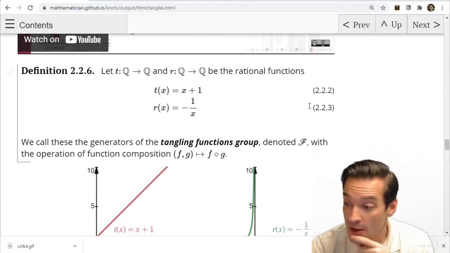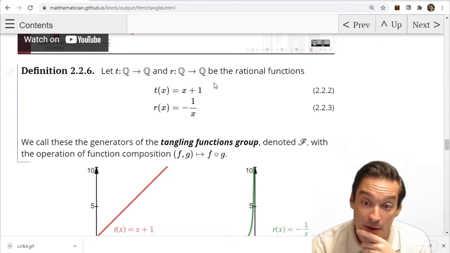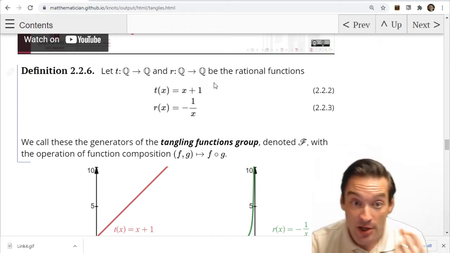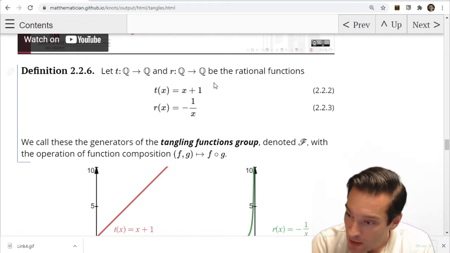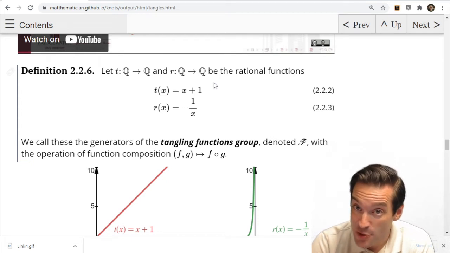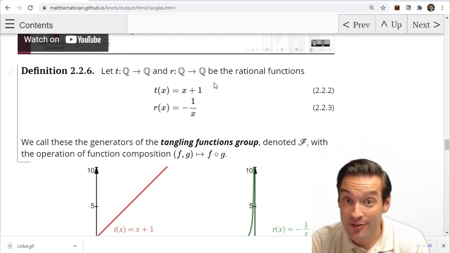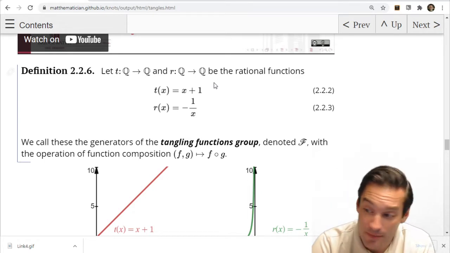And here they are. The first function is the add 1 function. T of x equals x plus 1. You give it 10, it gives you 11. You give it negative 1/2, it gives you positive 1/2, right? This is the add 1 function. And the R function, which is the opposite reciprocal function. You give it 3/5, it gives you negative 5/3. You give it negative 5/3, it gives you back 3/5.